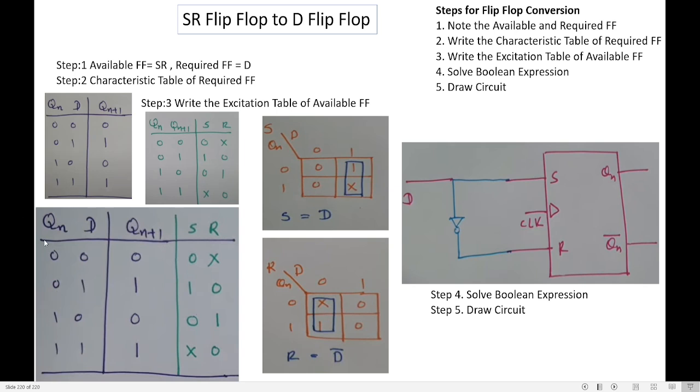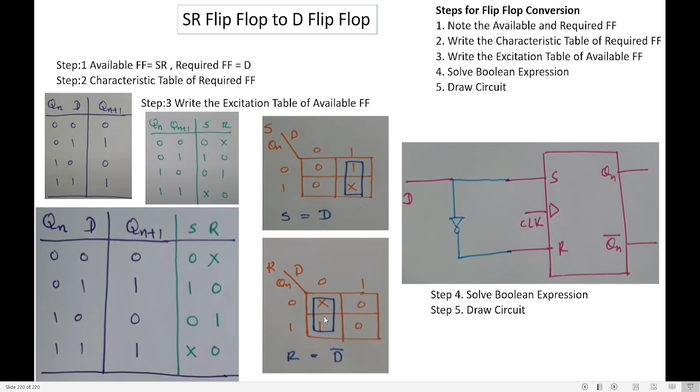Is it clear? Two inputs, Q and D. So fill the two inputs, Q and D. What are the outputs of S? 0, 1, 0, don't care. Now do the grouping. These two can be grouped, right? If these two are grouped, what is common here? Common is D. So S is equal to D.